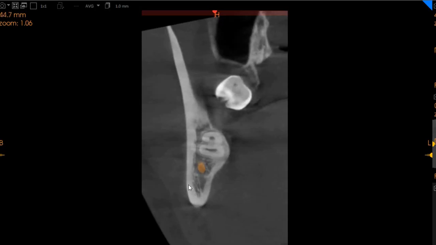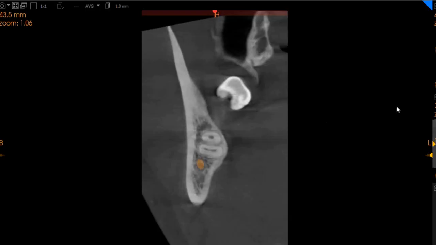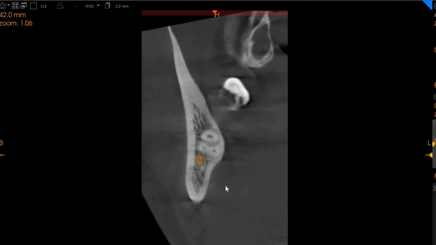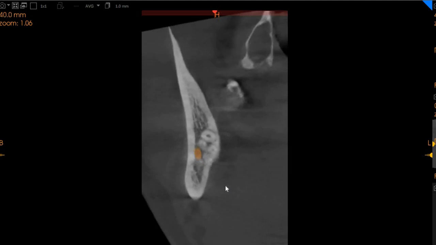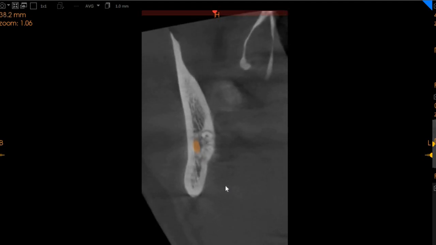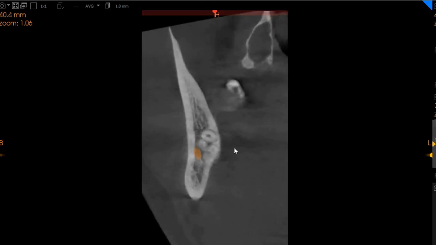As you move proximally, you can see this is a horizontally impacted tooth, and at the apical one third, we come in very close approximation to the inferior alveolar nerve. The mesial root comes in contact and compresses the inferior alveolar nerve, and the apex definitely compresses the inferior alveolar nerve canal. So this tooth is in very intimate contact with the inferior alveolar nerve.